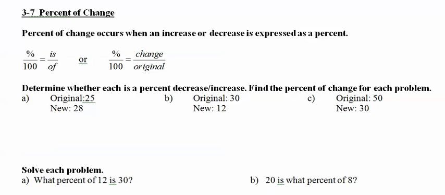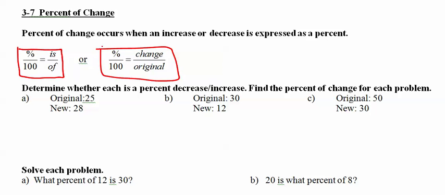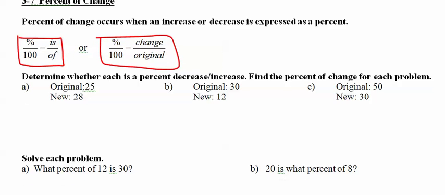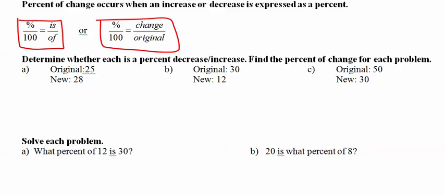Now, percent of change is something I'm terrible at teaching, so hopefully you've seen it better in the past. Percent of change occurs when we increase or decrease things, and we express this as a percent. It's one of those things that's been done historically, and it's like, yeah, this kind of stinks, but we still use it. Percent over 100 equals is over of. I hope that makes sense to you. Like I said, I don't get into this.